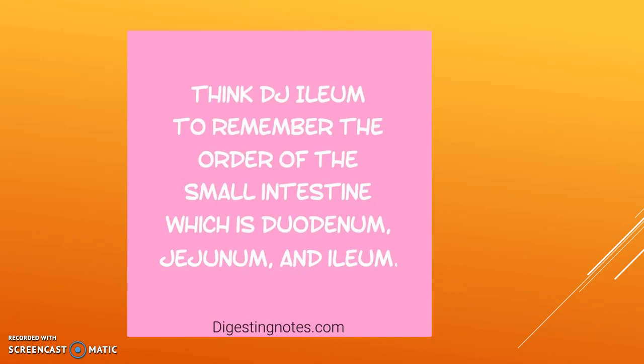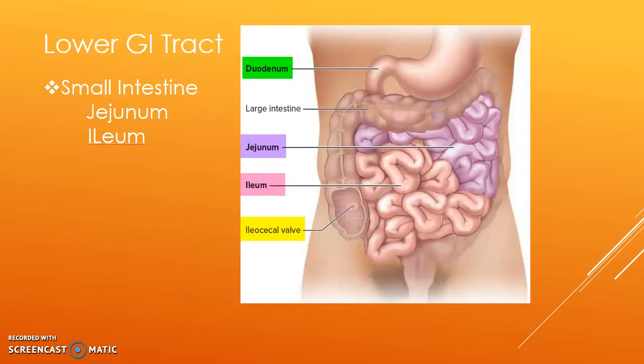Duodenum, jejunum, and ileum. So the lower tract starts off with the small intestines, and it's 5 to 6 meters long, and includes three segments, the duodenum, the jejunum, and the ileum. D, J, ileum. The nutrients absorbed in the duodenum are water, iron, sodium, calcium, fats, sugars, proteins, vitamins, and magnesium.